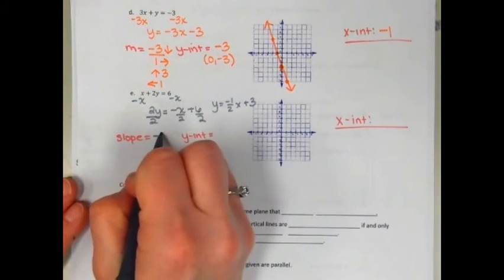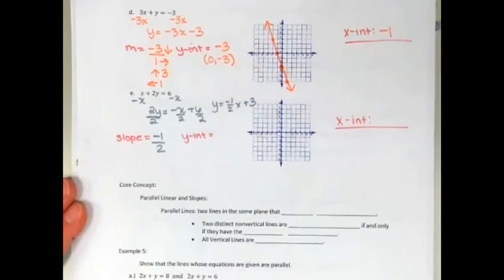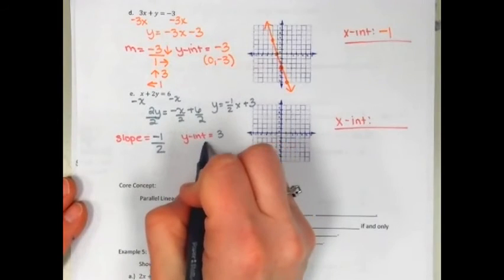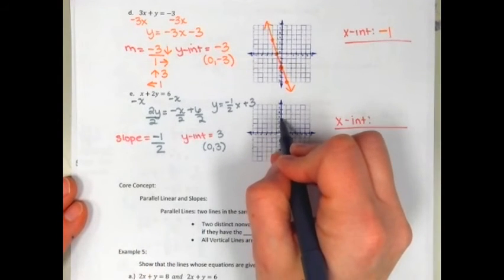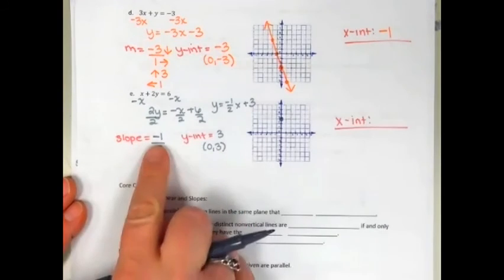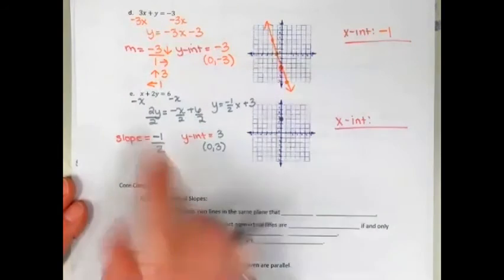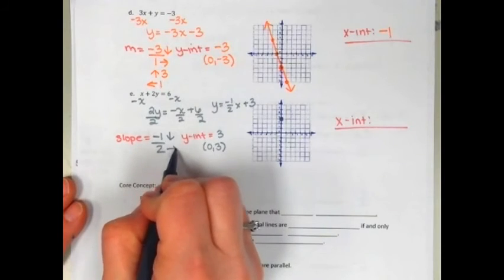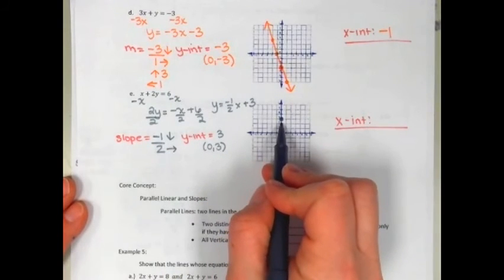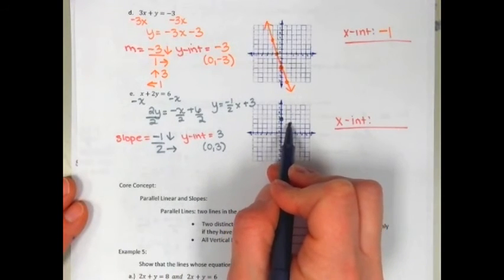Negative 1/2, and I'm going to just keep it with the 1. And my y-intercept is 3, or (0, 3). So to graph (0, 3), I'm going to go up to 3. And now my rise is negative, so which direction will I go? Down. And my run is positive, so I'm going to go to the right. So down 1, right 2.